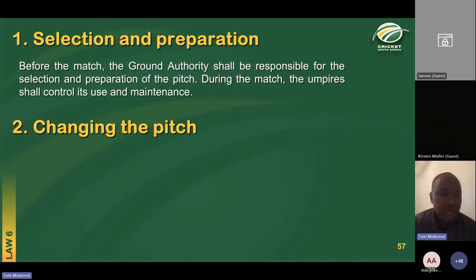And please, ladies and gentlemen, I ask all of you to mute your microphones to avoid disturbances for the presenters as well as the other candidates online this evening.